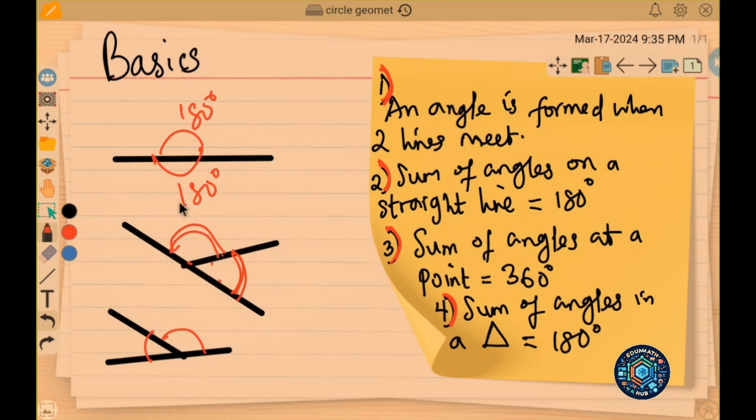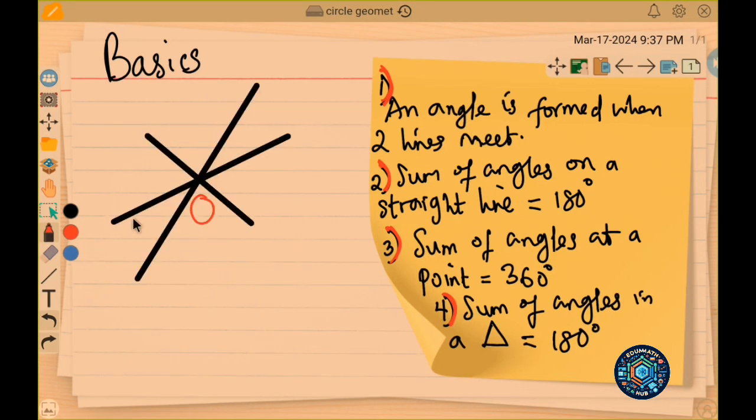Take for example, this angle here can be 50 degrees. If this one is 50 degrees, then this one here must be something that you add to 50 that will give you 180. So 180 minus 50 degrees will give you 130 degrees. So these two angles must add up to 180. Why? Because they are standing on this straight line. So let's move to the third one.